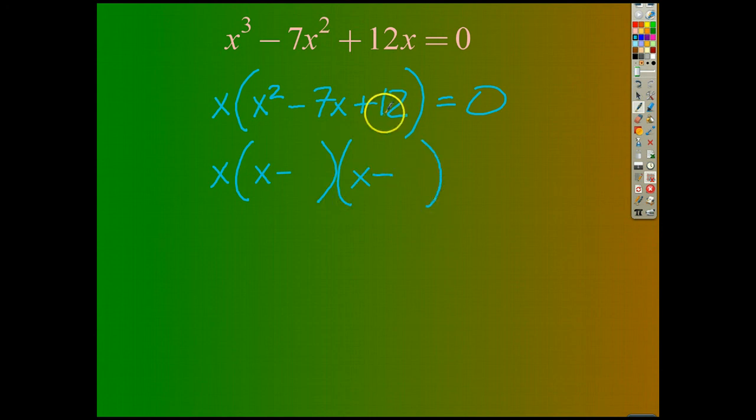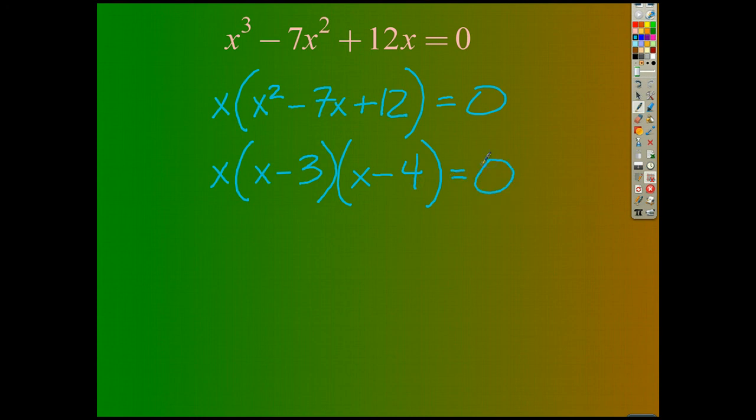Well, let's see. I could try 12 and 1, but that's going to add to 13. If I did 6 and 2, that's going to give me 8, so that doesn't work. We could do 3 and 4. There we go. 3 and 4 adds up to 7. So x minus 3 and x minus 4. All of this together equals 0.